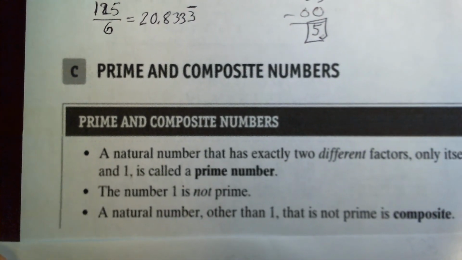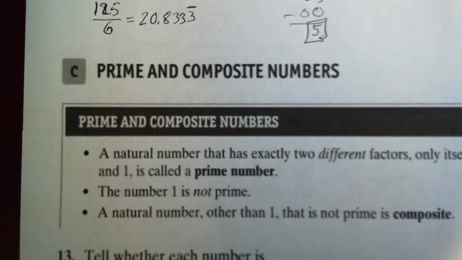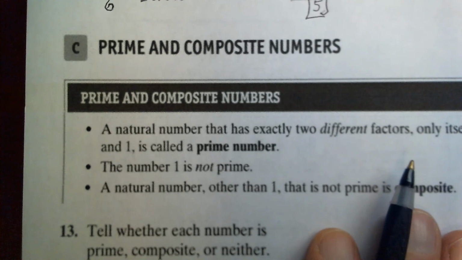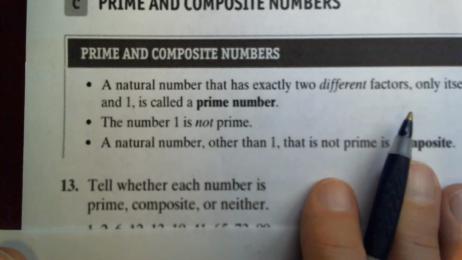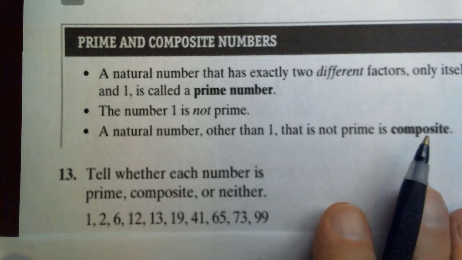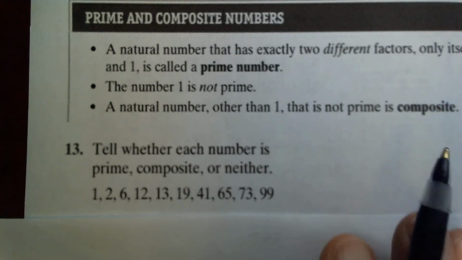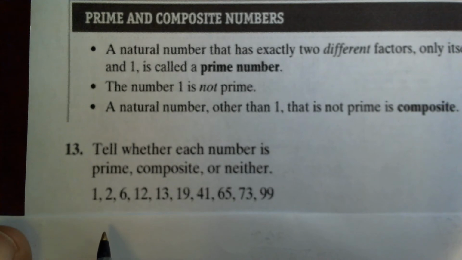And then the next statement is a natural number other than 1 that is not prime is called composite, or a composite number. So the next few exercises deal with prime and composite numbers. Let's look at these numbers: 1, 2, 6, 12, 13, 19, 41, 65, 73, 99.